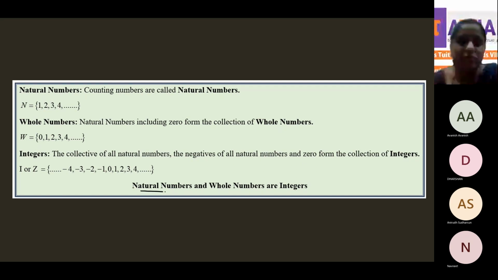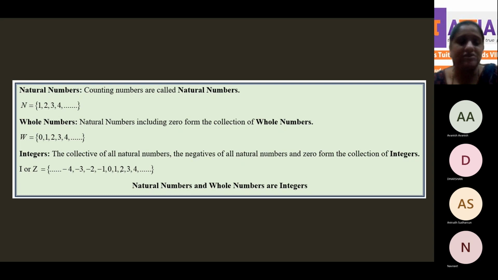Now you can see the note below. Natural numbers and whole numbers are integers. Every natural number is an integer, because in the collection of integers, we have natural numbers. Every whole number, see here, we have the collection of whole numbers here, 0, 1, 2, 3, 4. Every whole number is an integer.